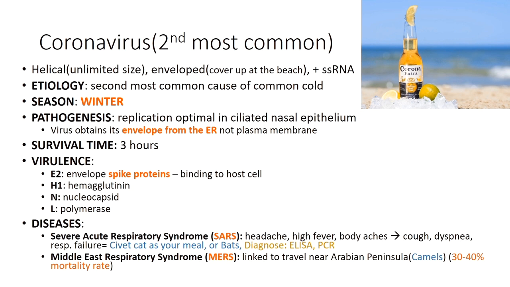And that's a problem, because a few people have died because of this respiratory failure. Where we get it from is we eat civet cats. Well, I don't eat civet cats, but apparently in Asia they do eat civet cats, which are little weasel cat things. They're actually kind of cute. But then the civet cats maybe get it from bats, and so our reservoirs are bats or civet cats. A diagnosis, as most viral things, is we use ELISA and PCR.